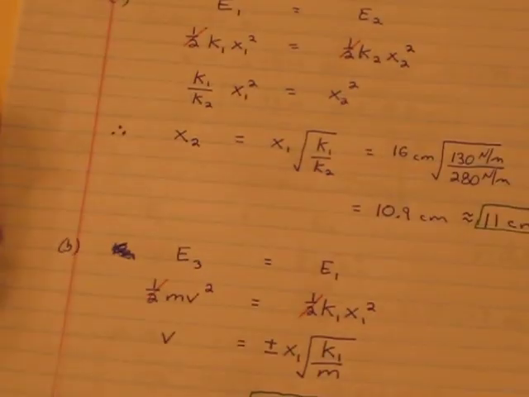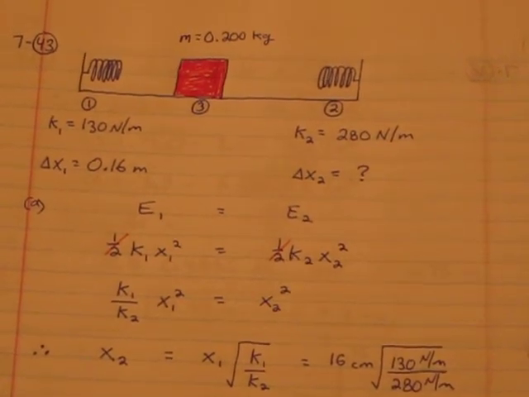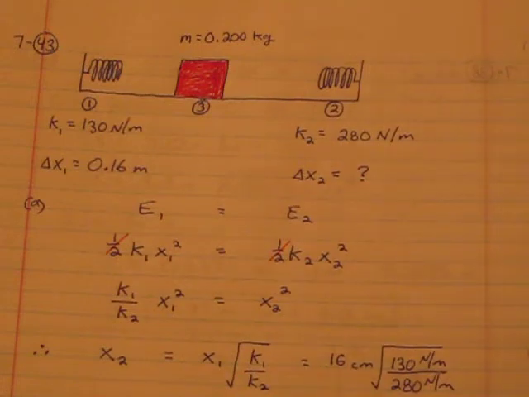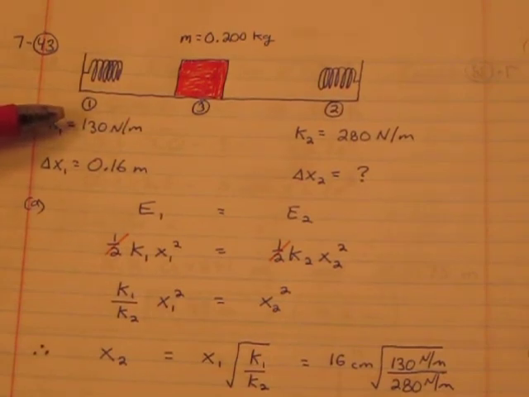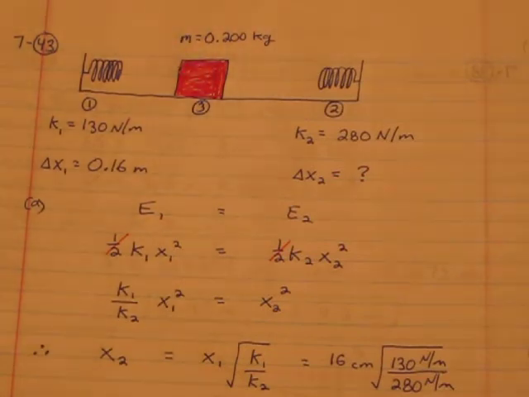Number 43. There's the two springs, one on the left, one on the right, and the red block going back and forth between them. The problem gives all the information. Find the maximum compression of the right-hand spring and the speed of the block as it moves between the springs. So let's call these state 1, where it's compressed against the left spring, state 2, where it's compressed against the right spring, and state 3, when it's speeding back and forth and the springs have no compression in them. Here are the k's, here's delta x.